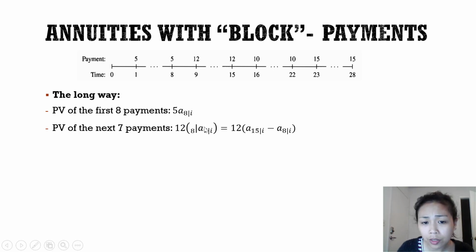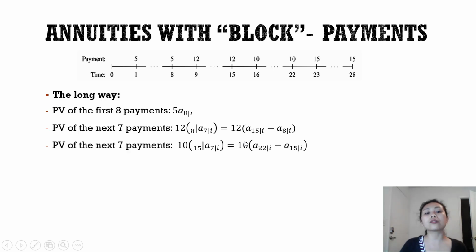And remember, for deferred annuity, we have learned one more formula, that is M| a_N at rate i equals a_(M+N) minus a_M. So we apply it to this. We have 12 times (a_15 at rate i minus a_8 at rate i). The 15 here is from 8 plus 7, and the 8 here is right here. So we have finished the second block.